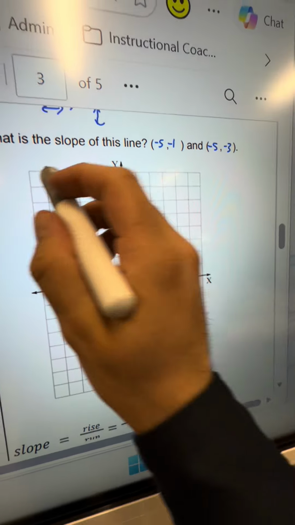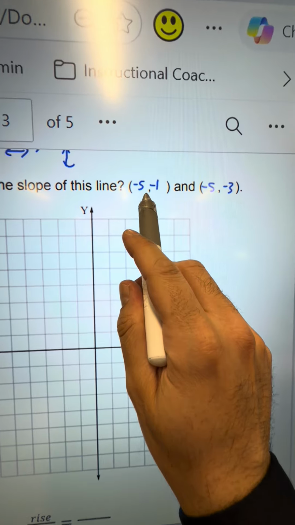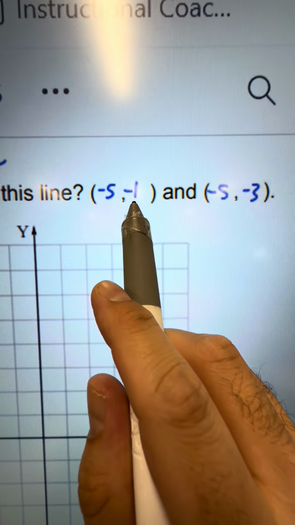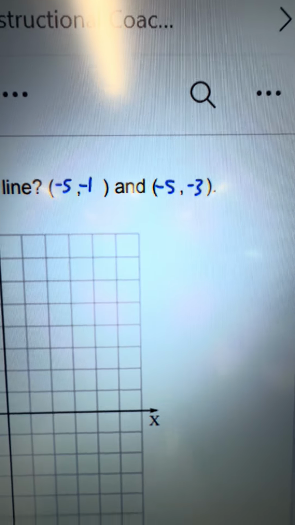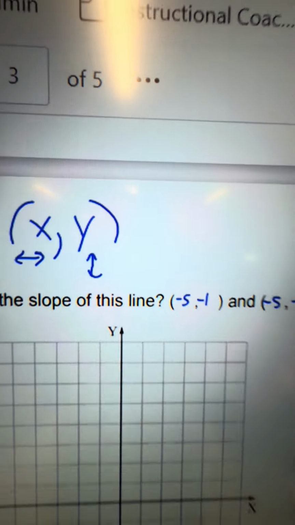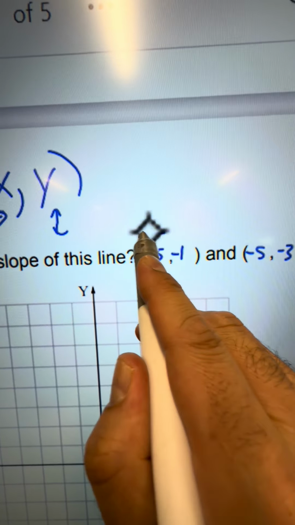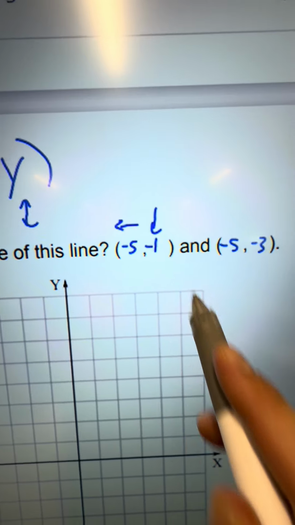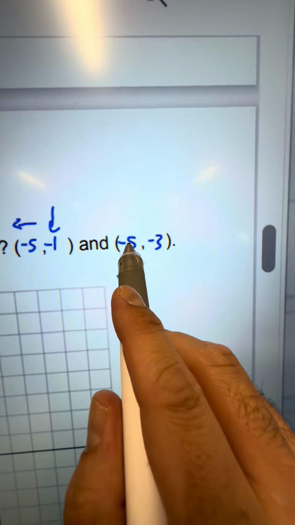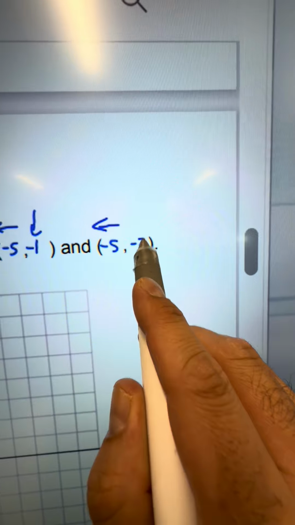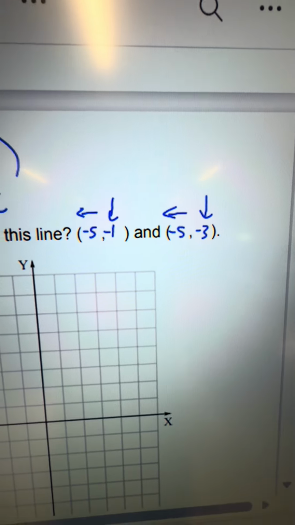All right, and this is the next problem. What is the slope of the line that's going to pass through the points -5, -1 and -5, -3? And remember, I can use my directions here to figure out how to plot the points. So this one right here is going to be left 5. This is going to be down 1. Because remember, the first is always left or right. Negative number, go left. This is a negative, so go down. So those are my 2 points here.